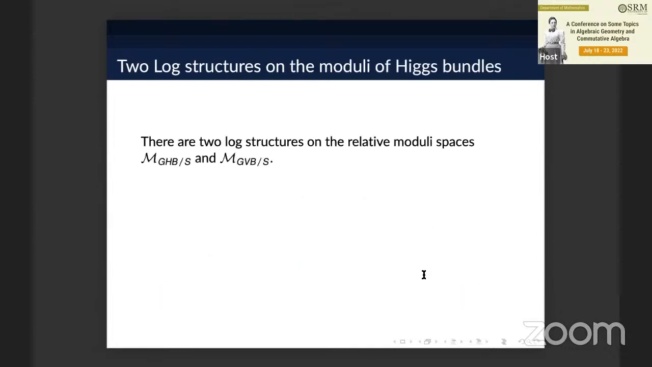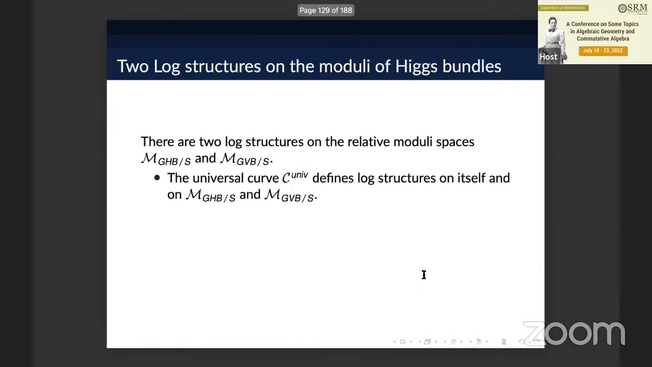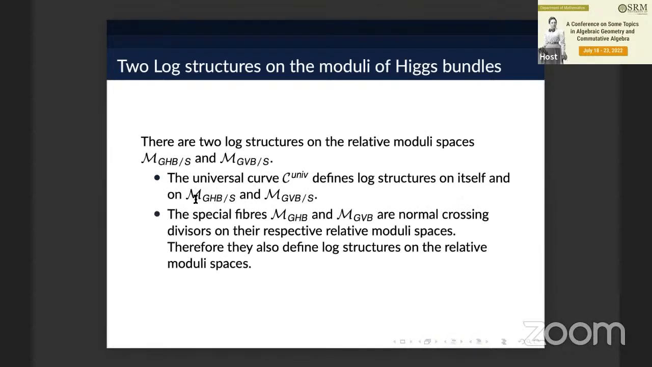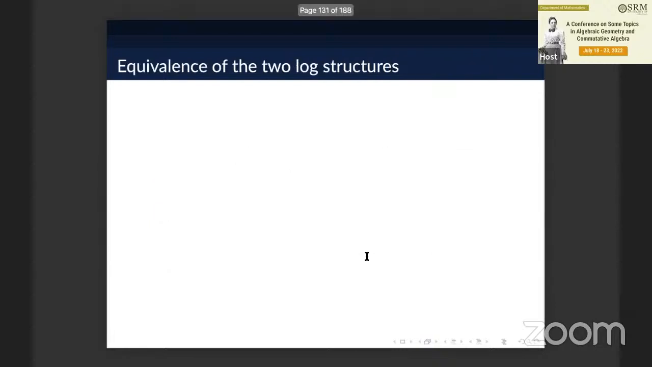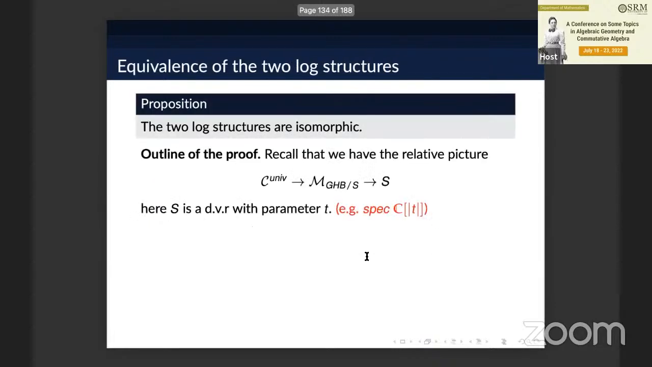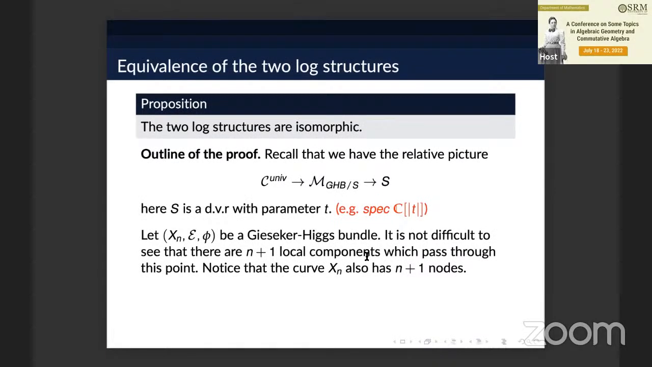Okay. So there are two log structures on the moduli space of Higgs bundles. The first one is given by the universal curve, which is the second example. And the second one is given by the first example, which is given by the normal crossing divisor, the special fiber. So we'll discuss that these two log structures are isomorphic.